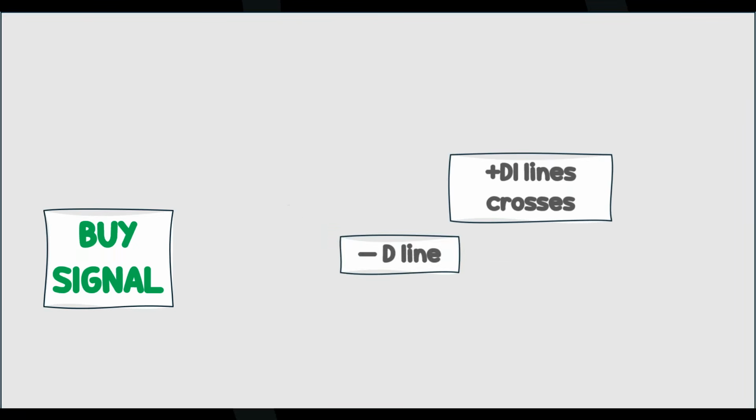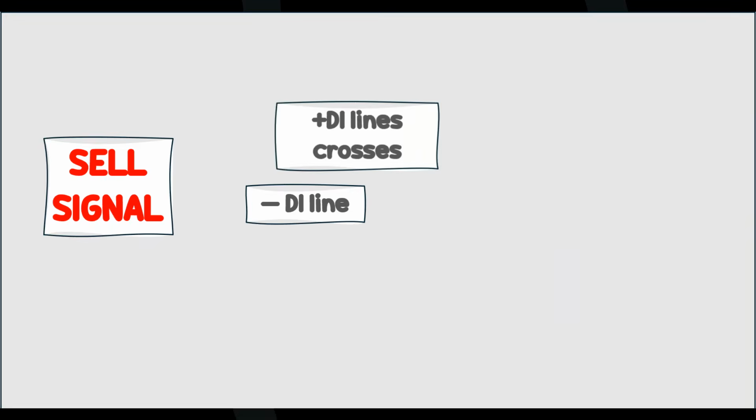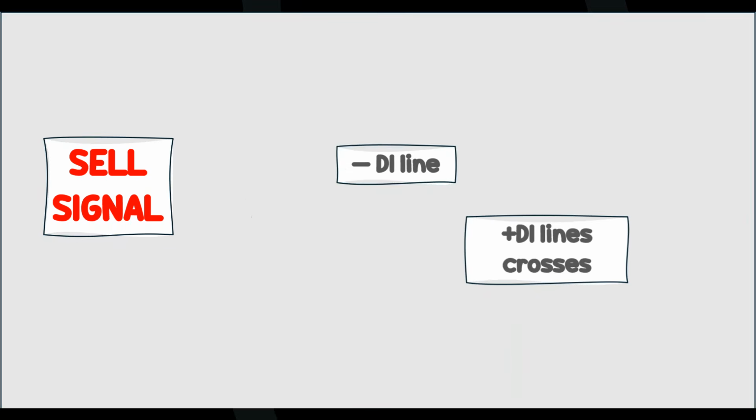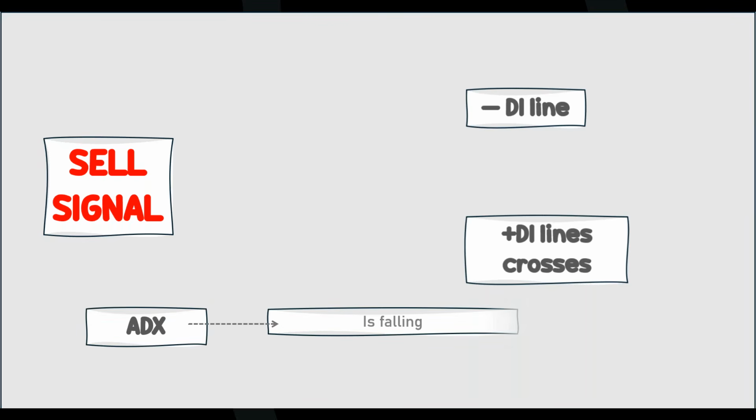It's all about crossover. If the plus DI crosses above the minus DI, and your ADX is rising towards 20, that's a signal that you should start buying. It's a bit complicated. It's not like the RSI, but once you learn it, it becomes a bit easier. The sell signal is the opposite. When the plus line goes below the minus line and your ADX is falling, it means the upside is starting to lose momentum and you need to get out. And it happens with the downside as well.